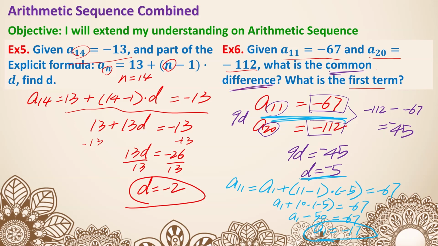You need to understand that the number of common differences between a sub 11 and a sub 20 is 9, because 20 minus 11 is 9. And then you do the same thing. So this is very similar to the slope formula. This is like your x1, y1, and this is like your x2, y2. So you're doing y2 minus y1 over x2 minus x1. So it's negative 112 minus negative 67 over 20 minus 11. And that's how you would get the common difference, which is negative 5. So it's just like slope.